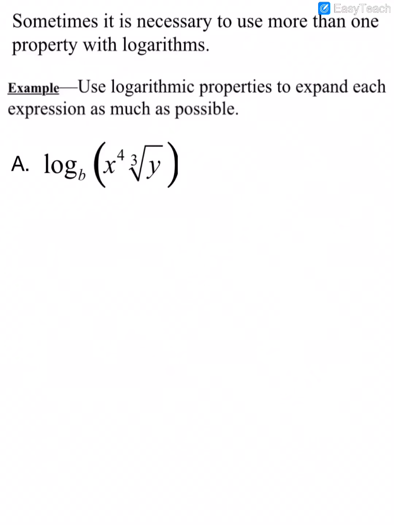Sometimes it's necessary to use more than one property with logarithms. In this next example, we're going to have to use more than one logarithmic property to expand the expression. Let's just take it one step at a time. If I look at the argument, I can see that we have this x to the fourth power and this cube root of y being multiplied. So the way that we expand that, remember, multiplication is expanded using addition. So that would be the same thing as log base b of x to the fourth plus log base b of the cube root of y.